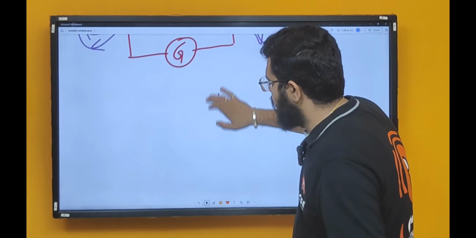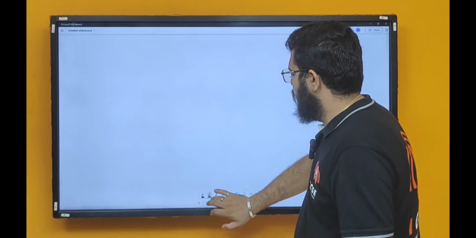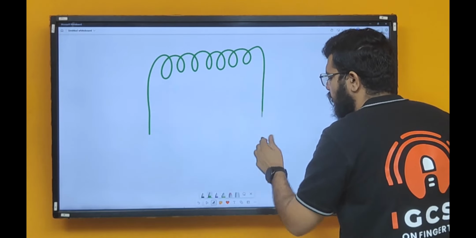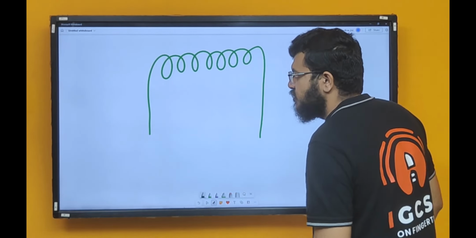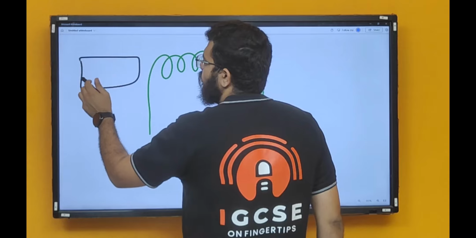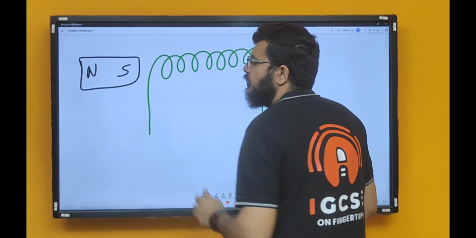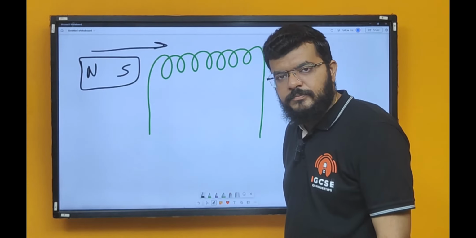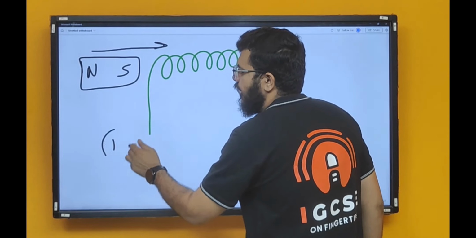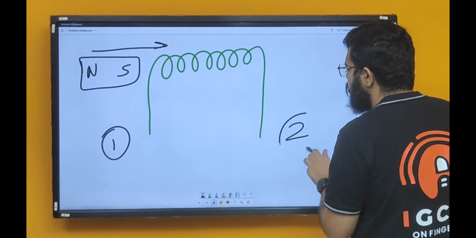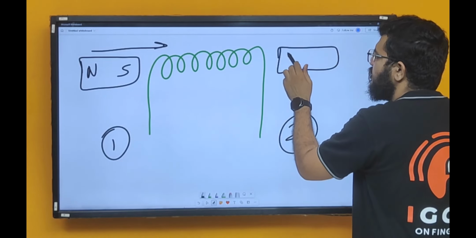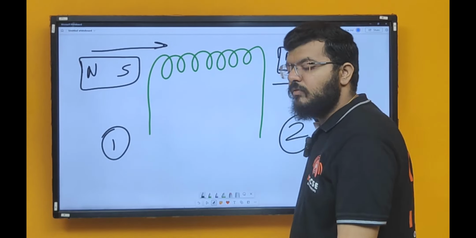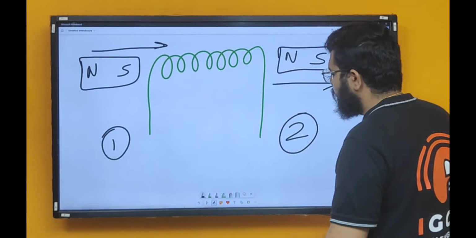How do they ask this? They don't ask it straight away like this. Let's see. They will tell you that this is the coil, and these types of questions occur mostly in MCQs. They say that this is the north, this is the south. The magnet is moving through the coil from left to right. This is position 1 of the magnet, and in position 2 the magnet is still moving in the same direction, from left to right.